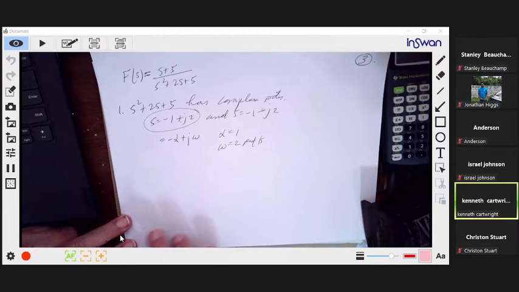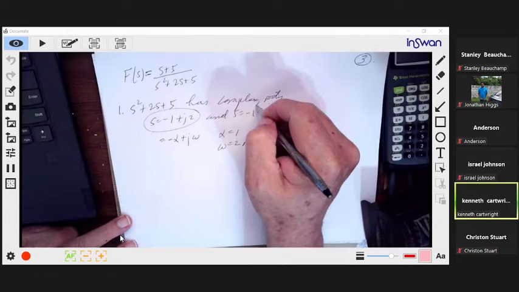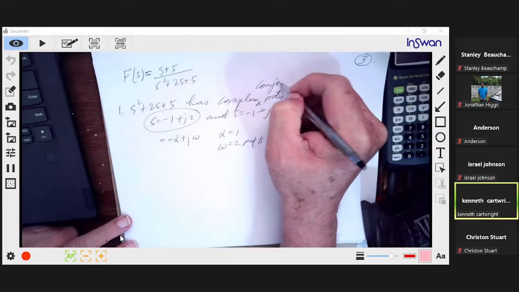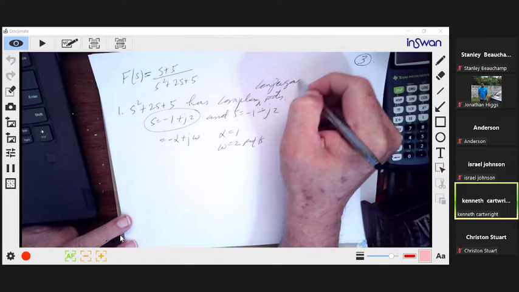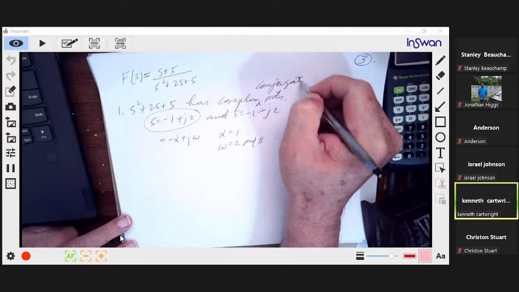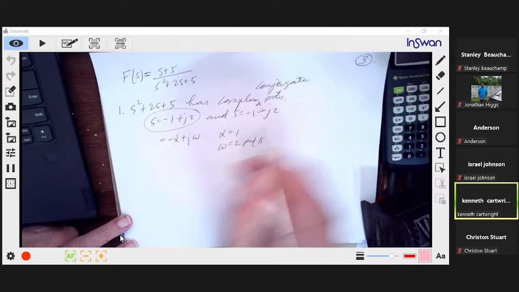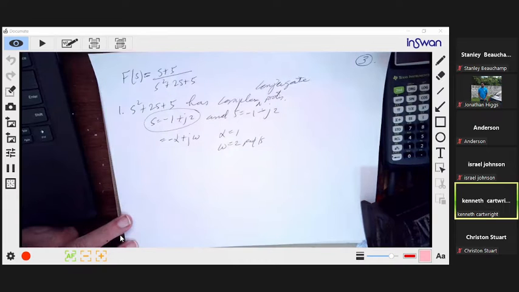All right. So to use this method, the quadratic has to have complex roots, and I could say complex conjugate roots, because that's going to be true. So this is case 3 then.